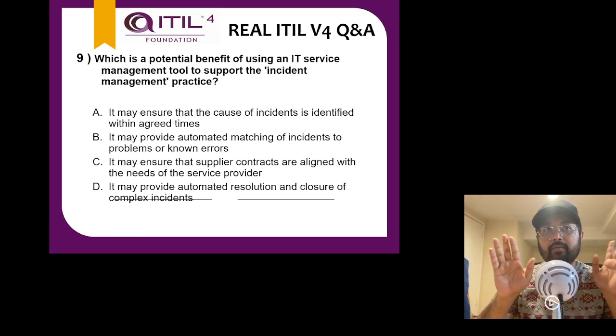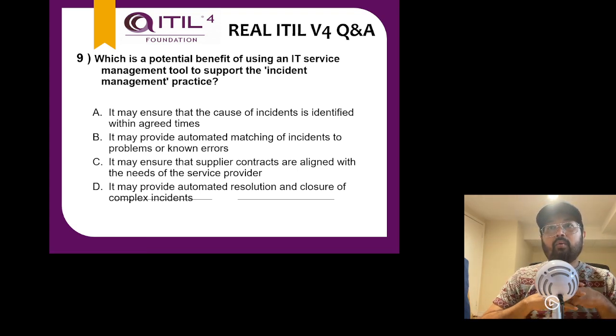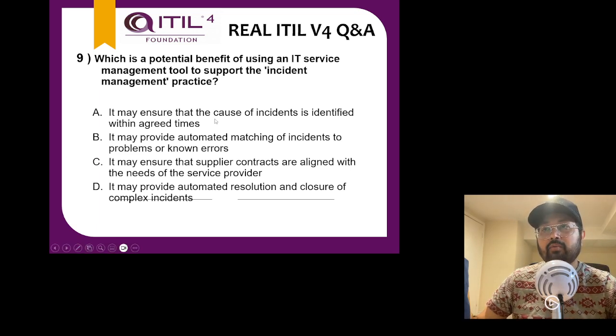Easily, if I tell you this question, what are the IT tools to support the incident management practice? Let's see. Option A: it may ensure the cause of incidents is identified within agreed times. I will not go for this because it's something to do with the SLA, service level management and service level agreement. Option B: it may provide automated matching of incidents to problems or known errors. I will keep this one as a probable correct answer.